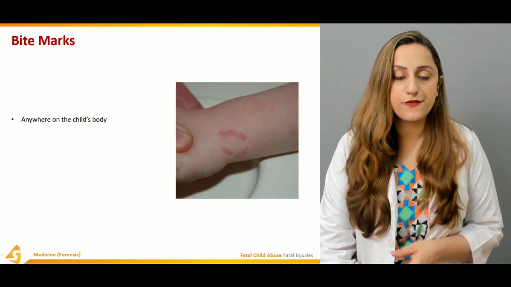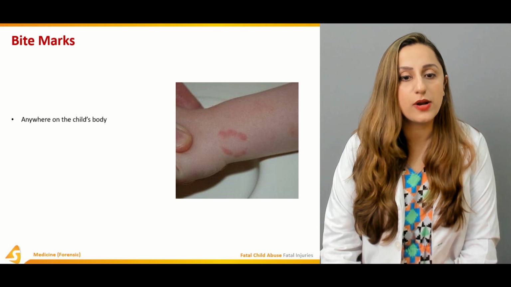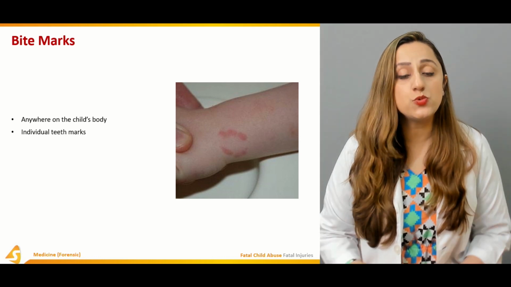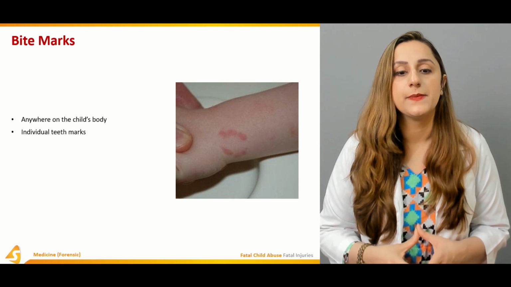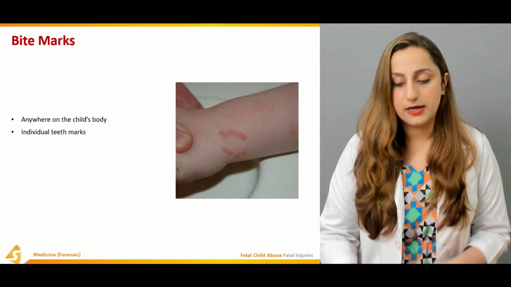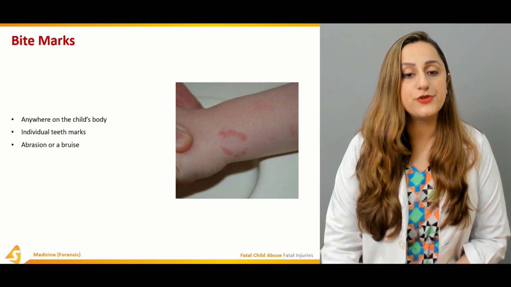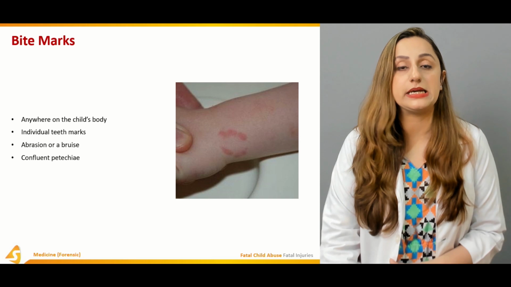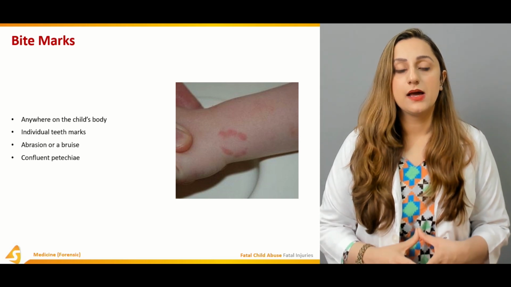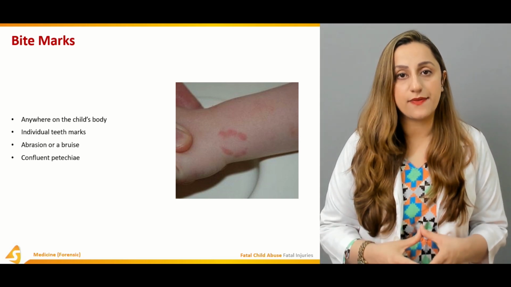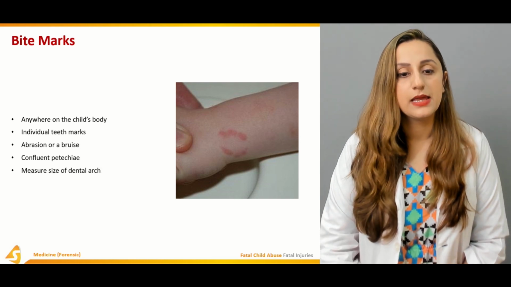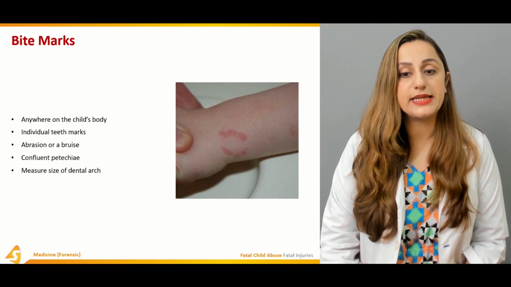Bite marks, if they are found, have to be looked for anywhere on the child's body. Individual teeth marks are sometimes found in a lot of cases. Abrasions or bruises are found in a lot of cases. We have the confluent petechiae, so these bruises will come together and form petechial hemorrhages in such a case. Measure the size of the dental arch.